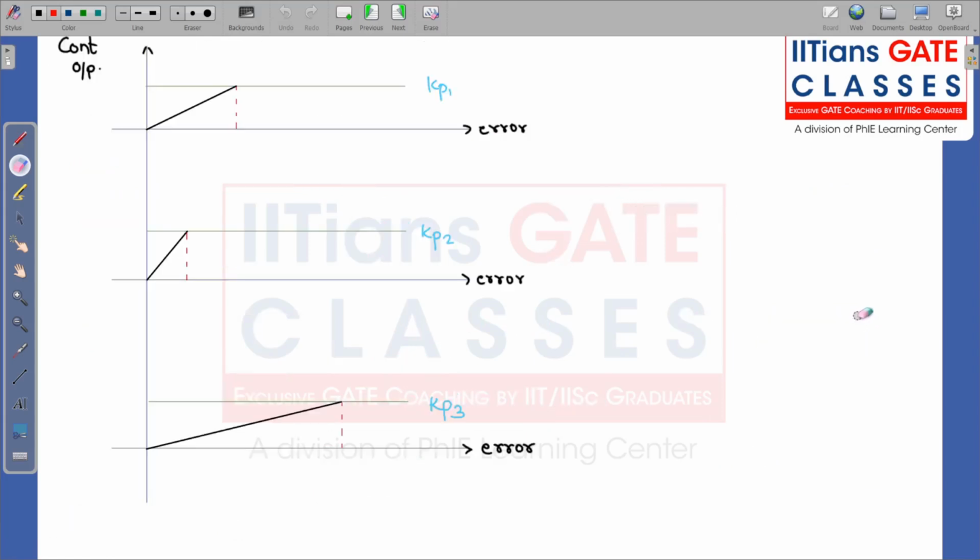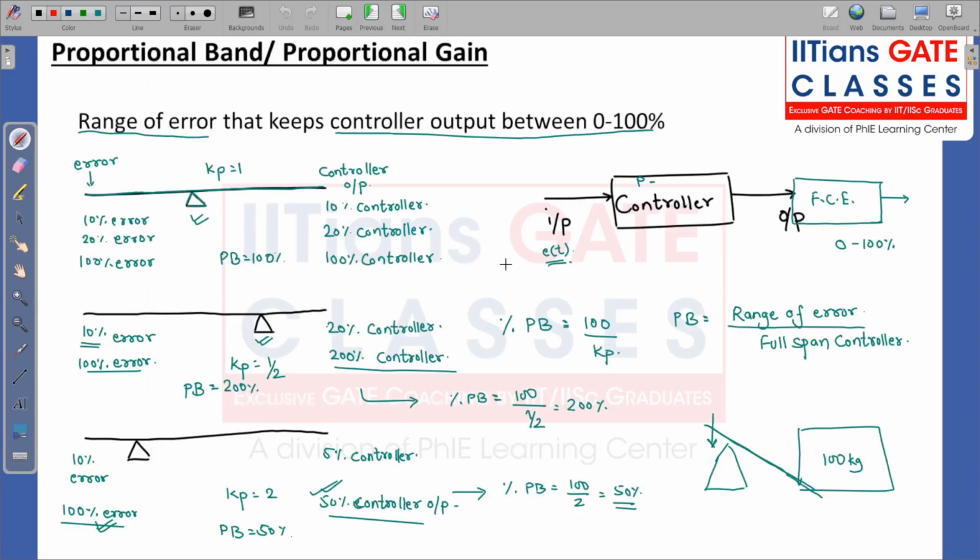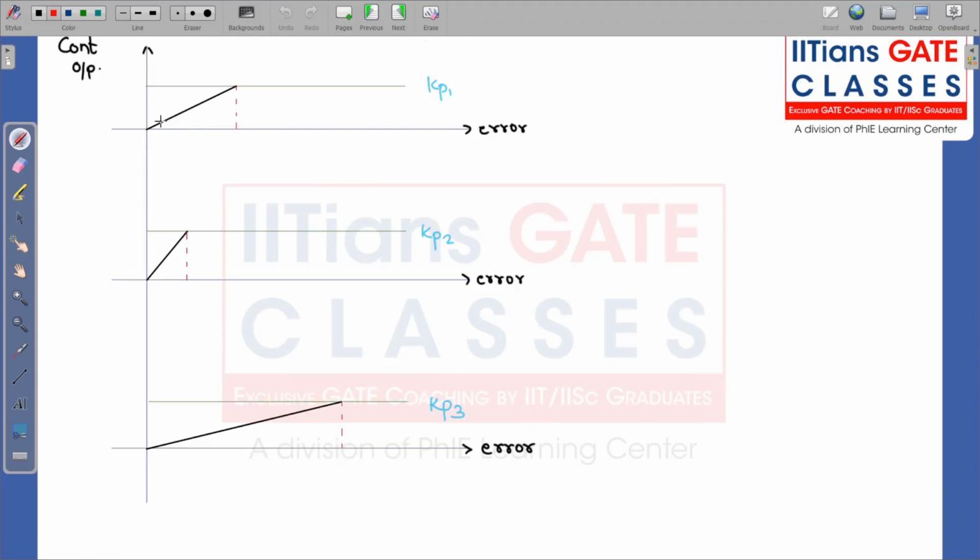So if you want to write it like this, Kp will be equal to the full span of controller divided by range of error, because Kp and Pb are inversely proportional. So this slope is actually your Kp. This slope is Kp.